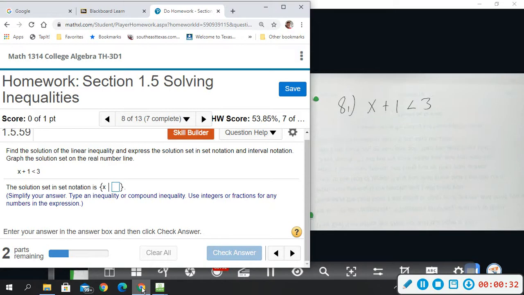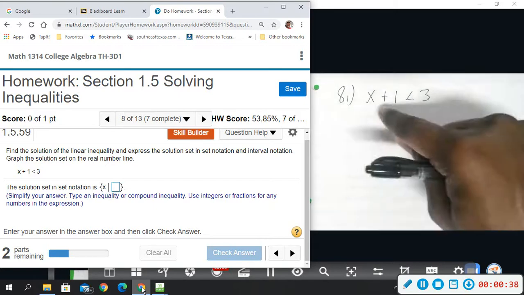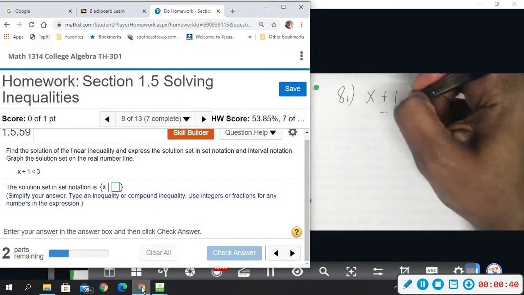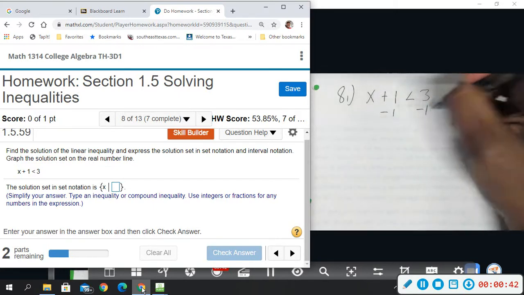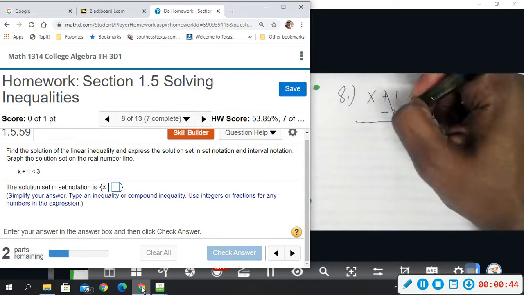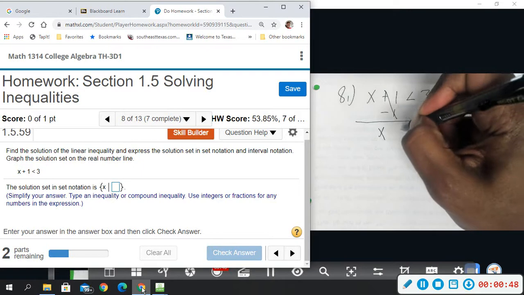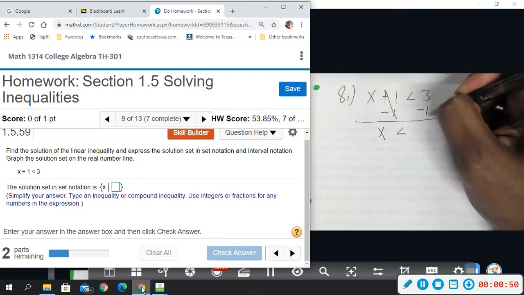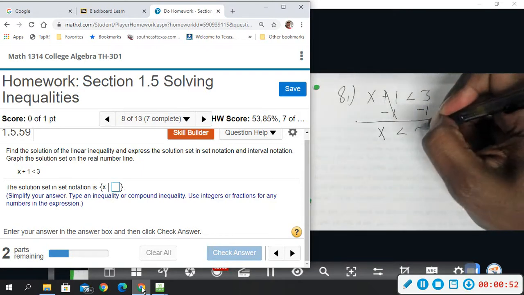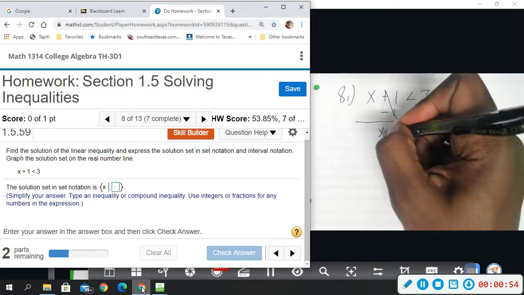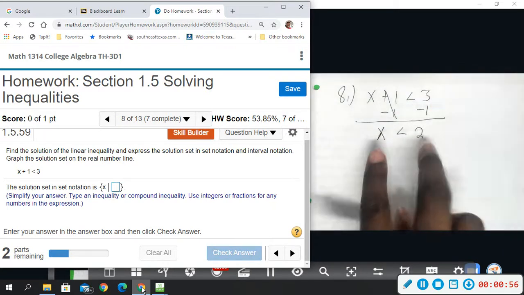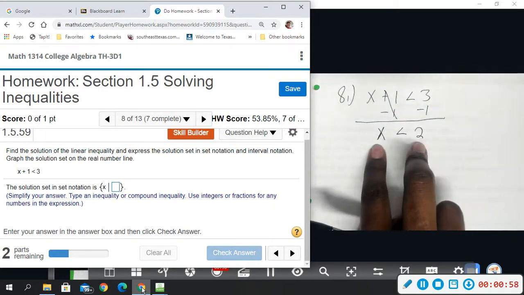We're going to start out by putting this in simplest form first. We will do that by subtracting 1 from both sides, so that we just have x and our inequality in one number. So x, bring down our less than symbol, and 3 minus 1 will give us 2. Alright, so this is our inequality form.